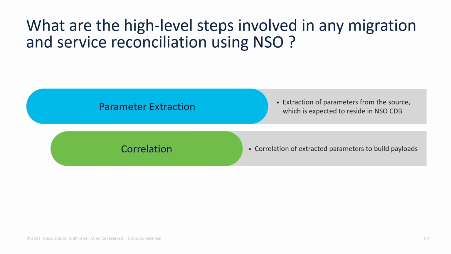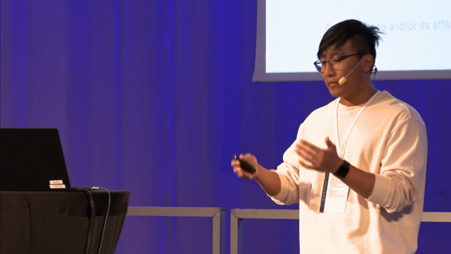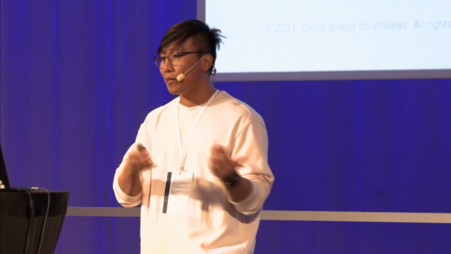And what do we do at the end of the correlation? We have a service payload, meaning we have grouped these parameters into buckets of specific service instances. And eventually, what do we do with that data? We either store it in the service inventory, or we reconcile them. Or we can even use it for migration, because the service inventory, or the model that we are storing, might have a service point, which might actually trigger a service callback, which might lead to a migration.